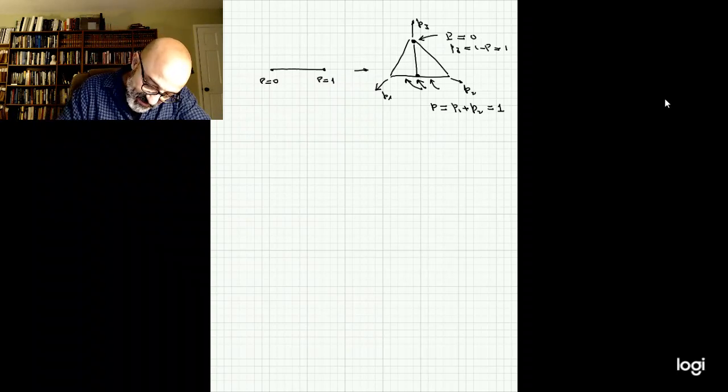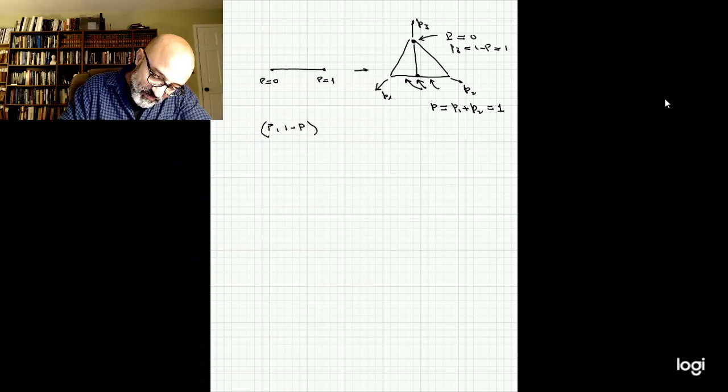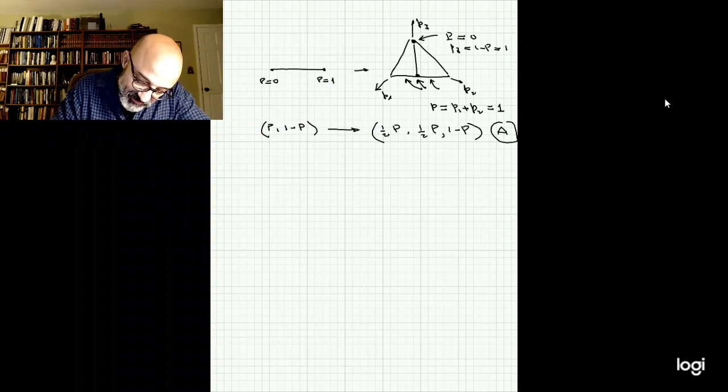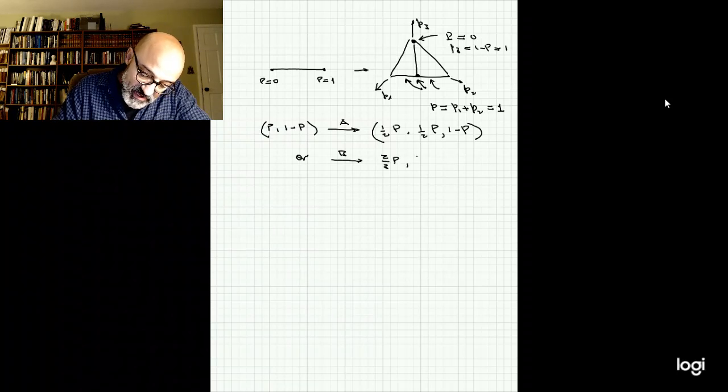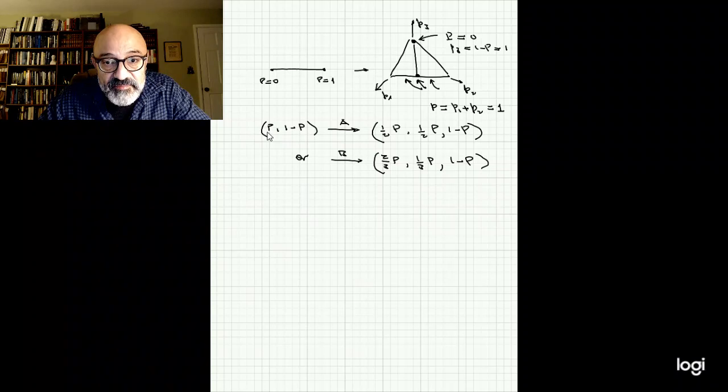But now one of the things that you can immediately see is that the embedding is not unique. So we can definitely embed (P, 1 minus P) into (1/2 P, 1/2 P, 1 minus P). Let's call this A. But we can also put here 2/3 P, 1/3 P, 1 minus P. And if you add those two, you also get P. And in fact, you can do whatever you want here. You see that you have an infinite number of ways of embedding the 1 simplex into the 2 simplex.